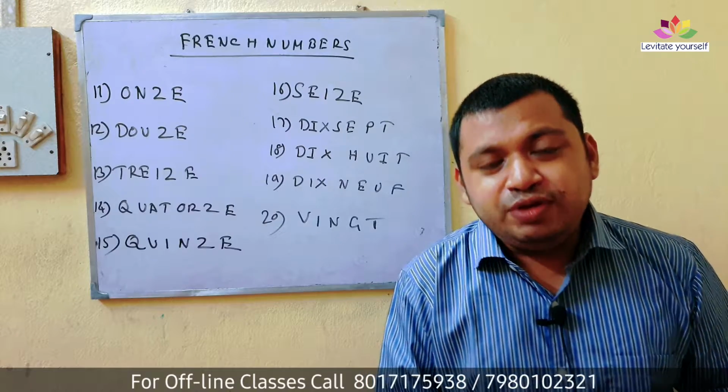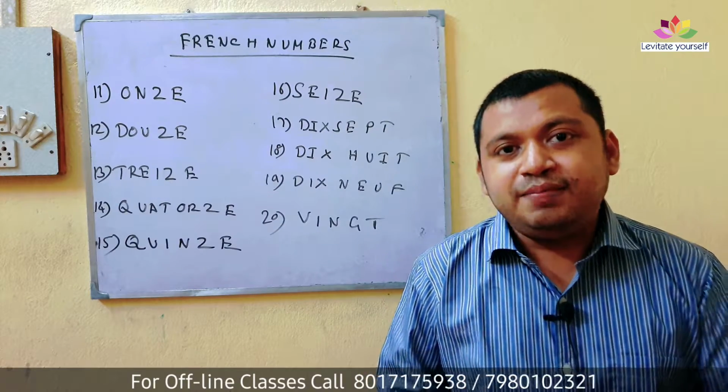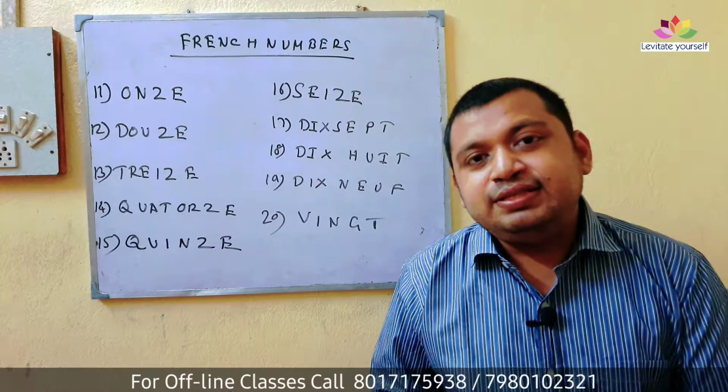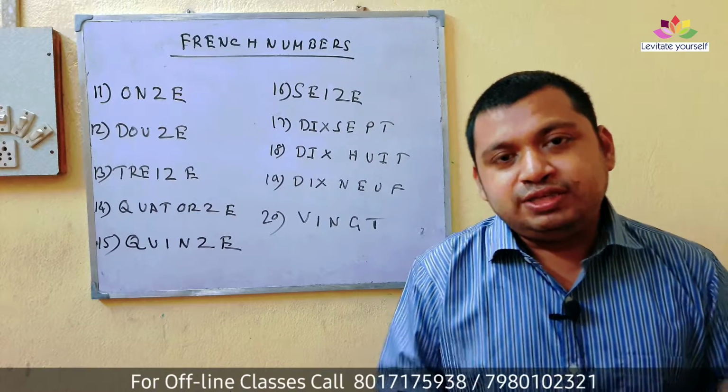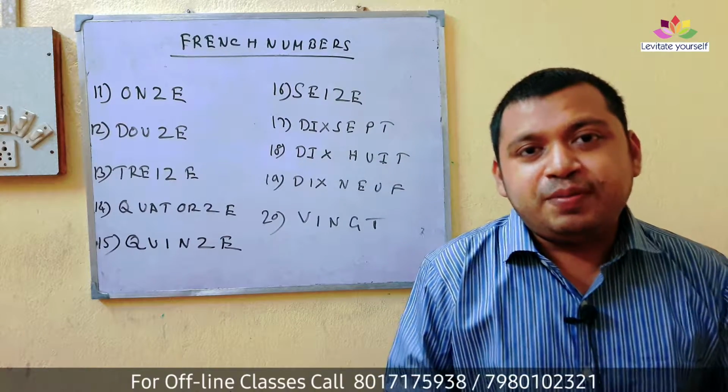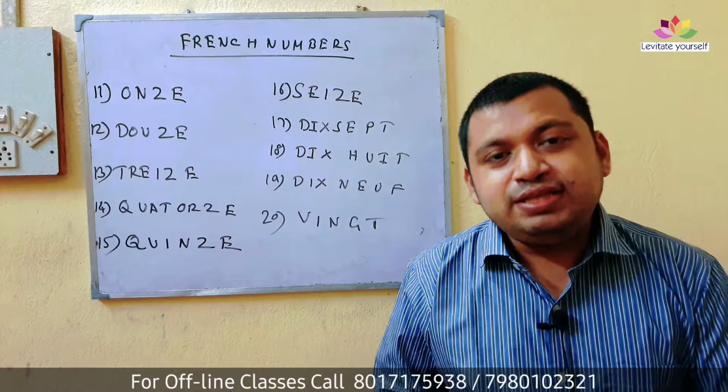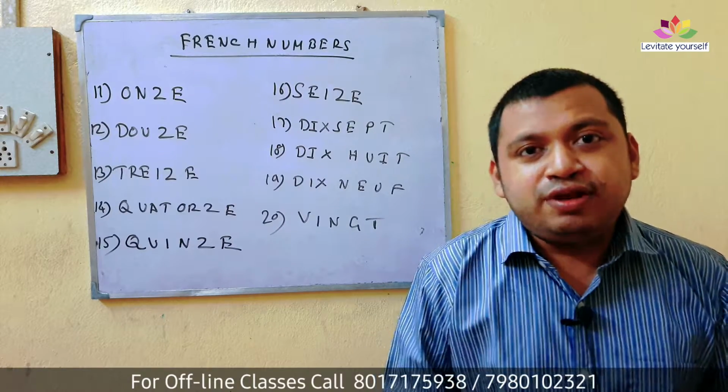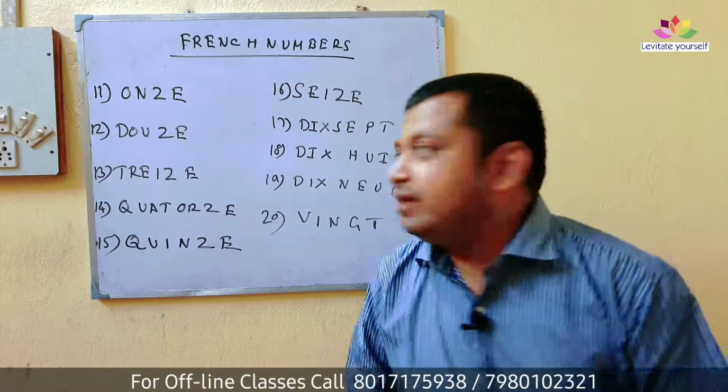Number 18 is dix-huit. Number 18 is dix-huit. Number 19 is dix-neuf. Number 19 is dix-neuf. Number 20 is vingt. Number 20 is vingt. So let's repeat it all again from 11 to 20.